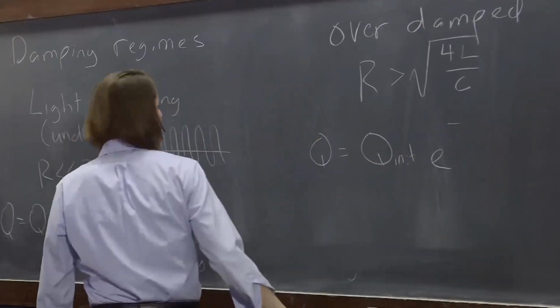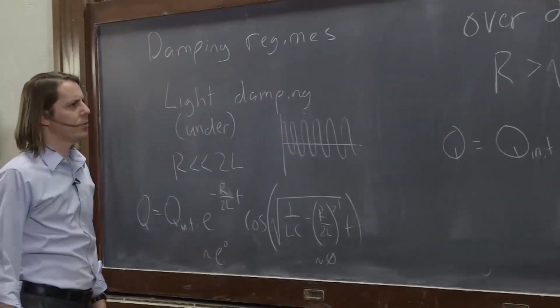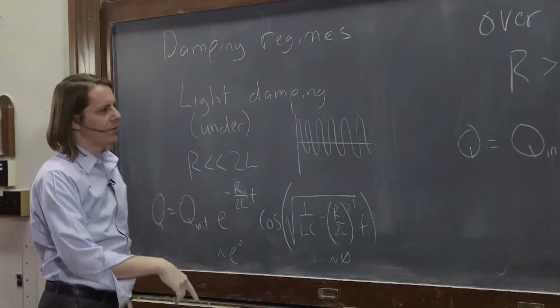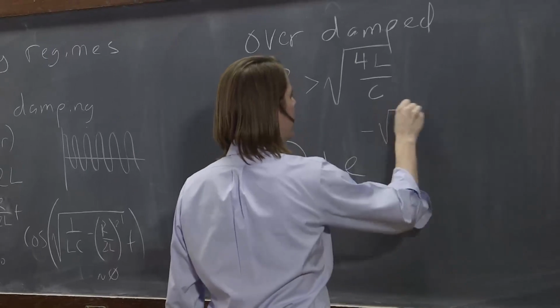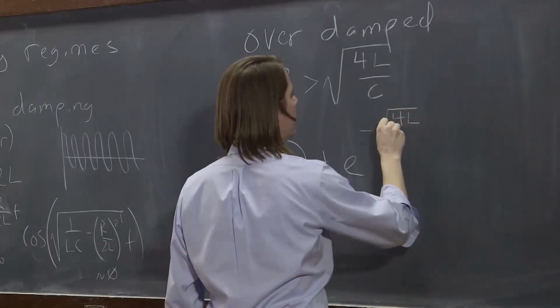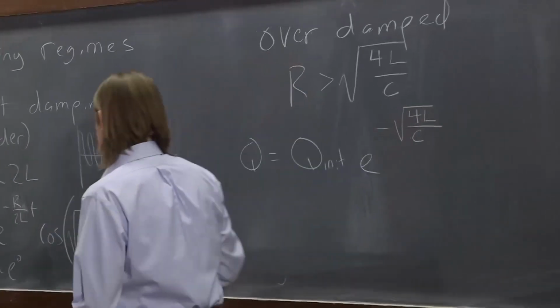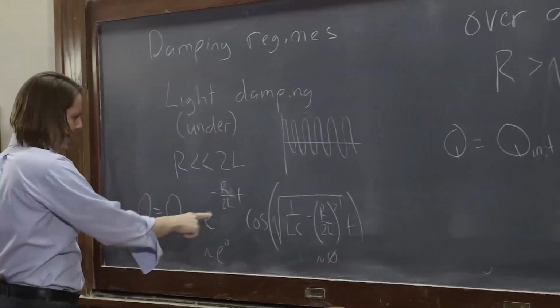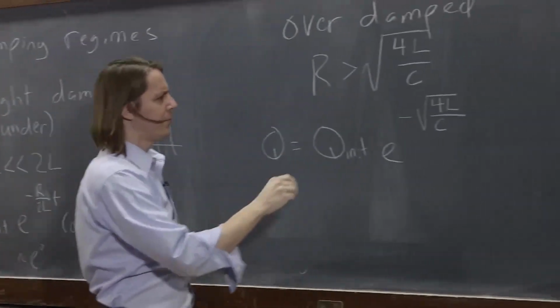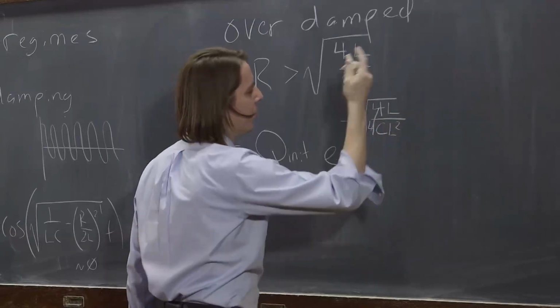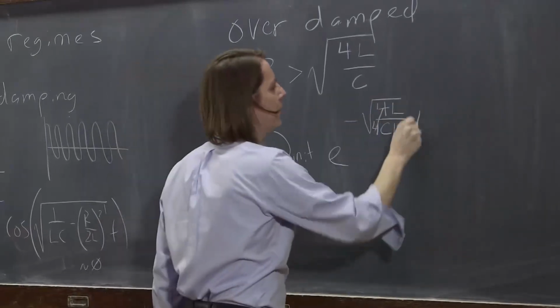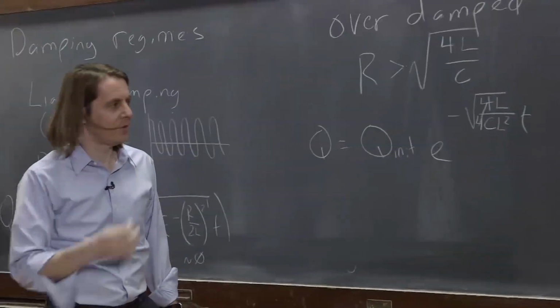e to the minus, let's see, R over 2L, the square root of 4L over C, and then divide that by 2L, which would come in as a 4L squared. And then it'd be 1 over LC times time. So it'd still be damped by some amount.